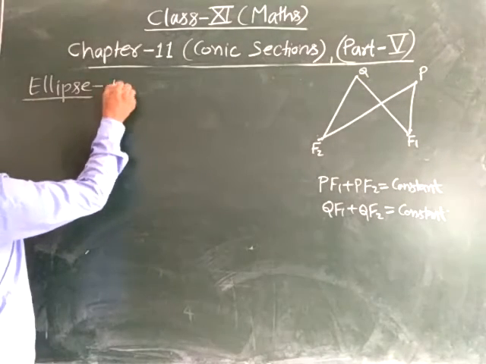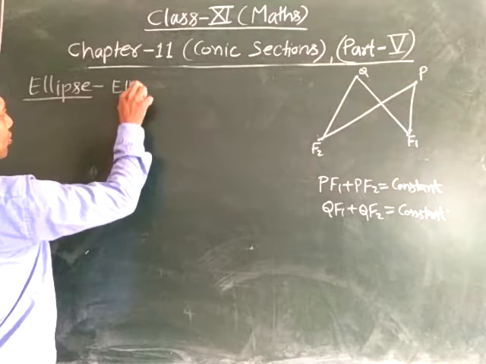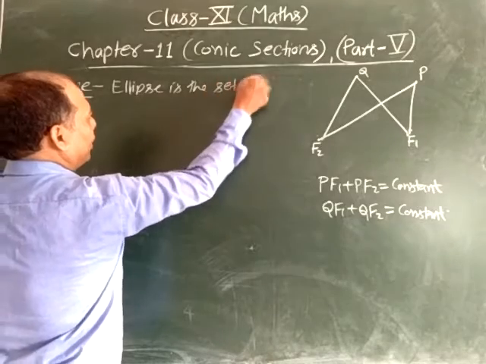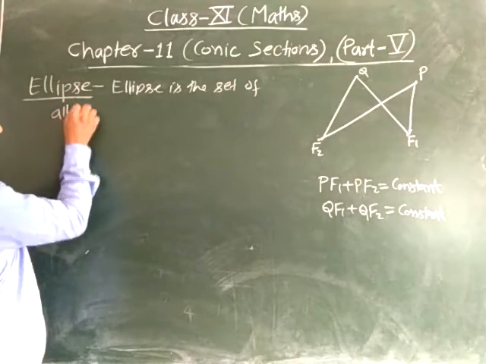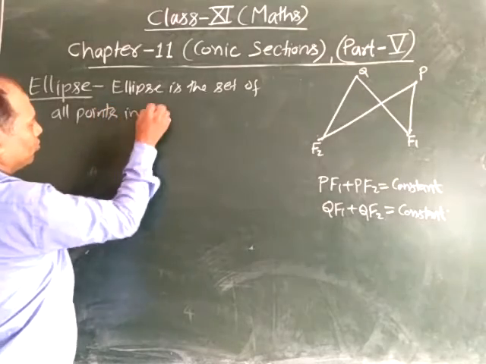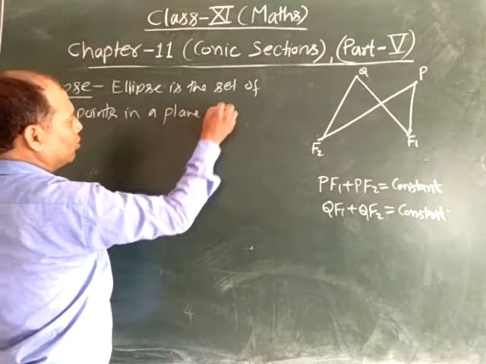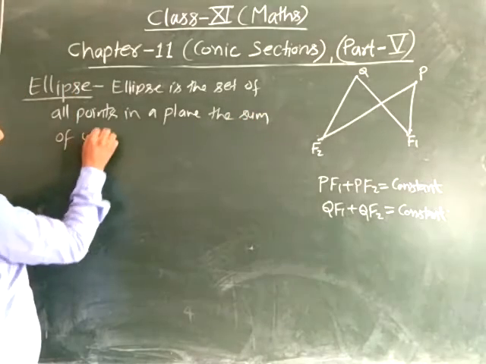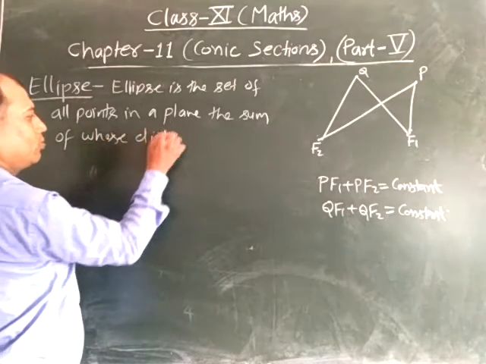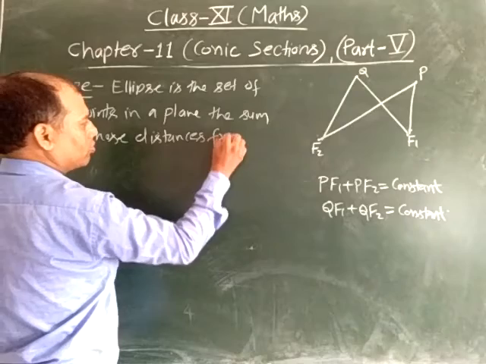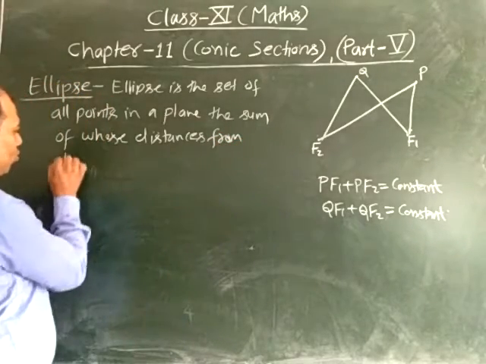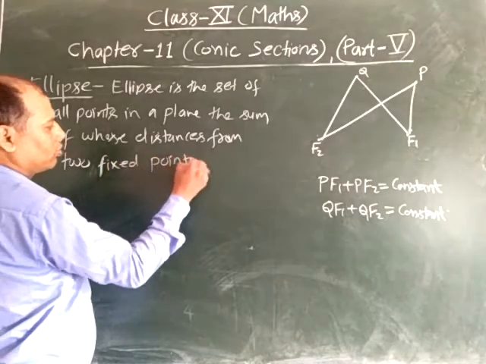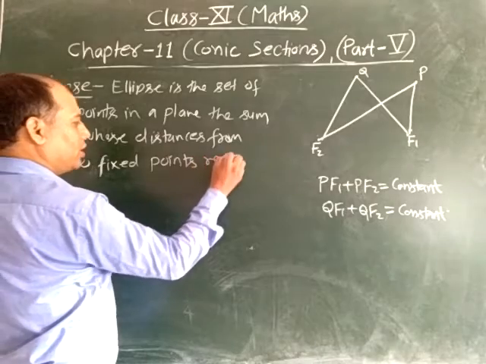So ellipse is the set of all points in a plane, the sum of whose distances from two fixed points remains constant.